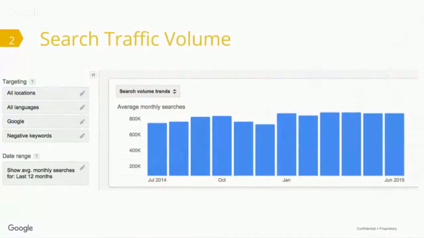Some other techniques we can use are using the keyword planner, for example. This is a great way to add some kind of numeric data to what you're trying to say. So if you look at search traffic volume, you can see here average monthly searches, and you can kind of see when do things ebb, when do they flow, when can you put some more budget towards something, when can we take advantage of seasonality. This is a really crucial story to tell, especially coming up to the holidays.